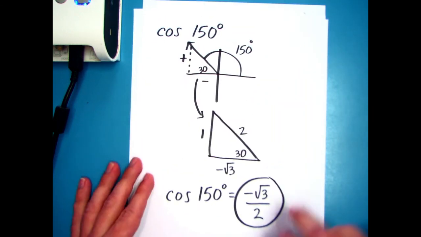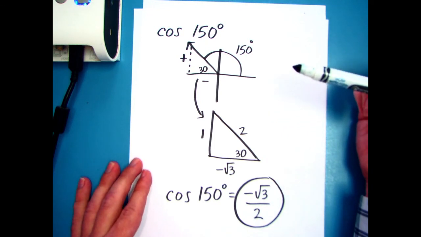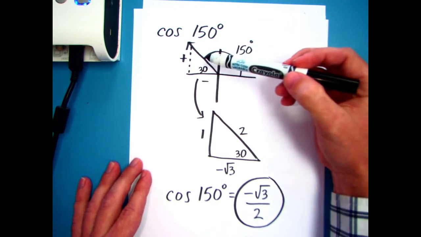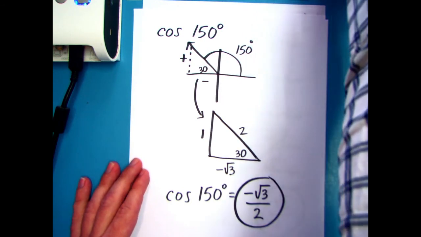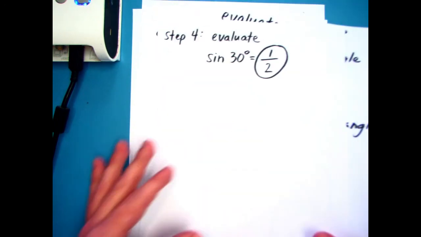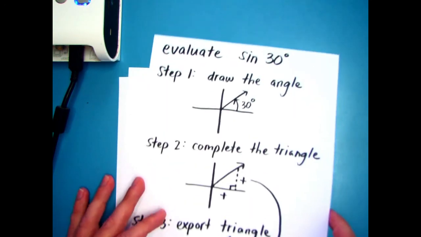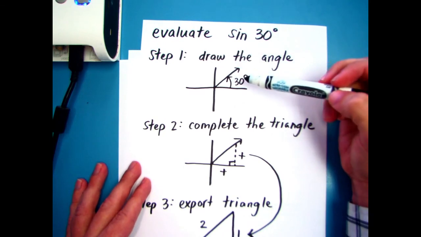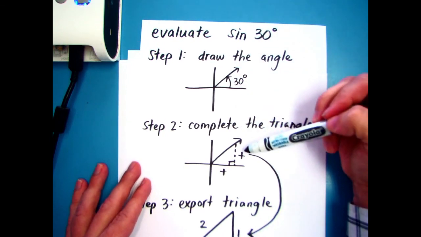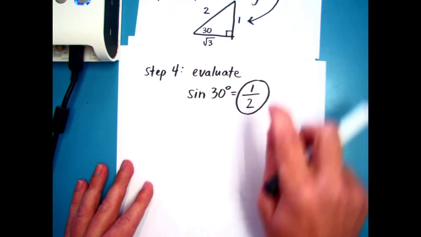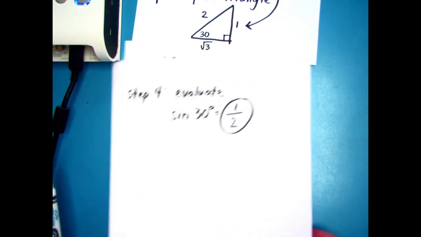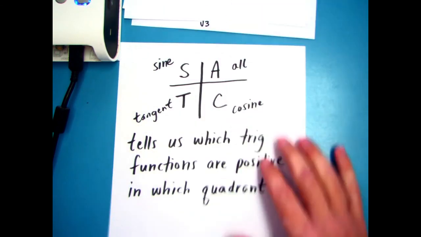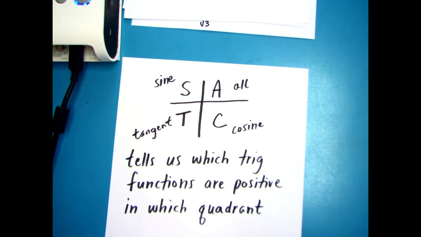For this problem, we were in quadrant 2, where only sine is positive. Therefore, we evaluated a cosine, and it should have been negative. And in our first problem of the day, we were in quadrant 1, where all are positive. We evaluated a sine, so it should have been positive. So feel free to use that mnemonic to tell you if your answer should be positive or negative.